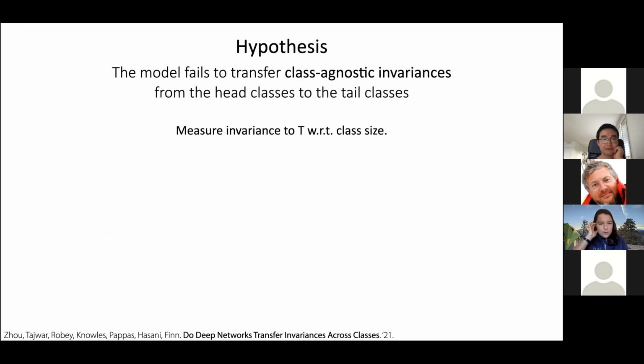Great. And so what we're going to do is measure the invariance to this transformation with respect to the class size. And in particular, the way that we're going to measure invariance is we will take the original image, then we will transform it with our function t and measure whether or not the predicted labels agree or not. And so in particular, we're going to measure the KL divergence between the model's predictions on the original data point and the model's predictions on the augmented data point when it's transformed by t.